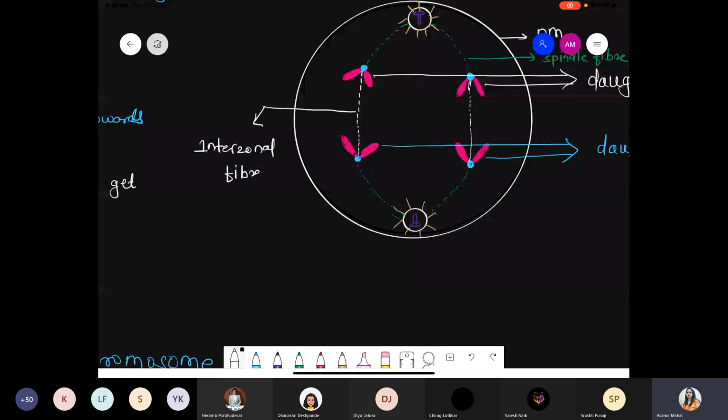And what is the function of the interzonal fiber? Interzonal fiber basically they push, not pulling. Spindle fiber, chromosomal fiber, they pull the chromatid to the opposite pole. Pulling phenomena आएगा. Now here we are talking about interzonal fiber. They form between two daughter chromosomes and simply they are responsible for pushing.